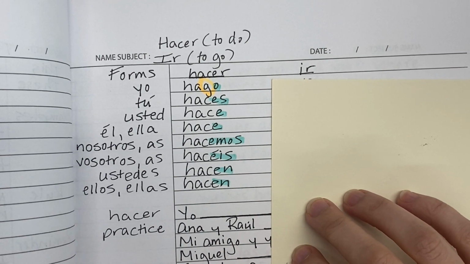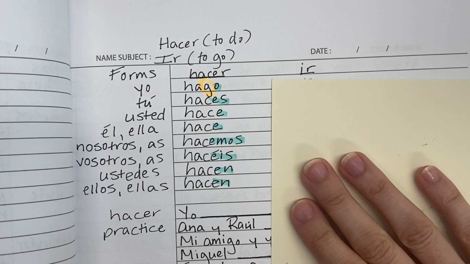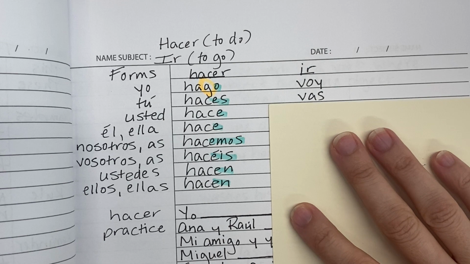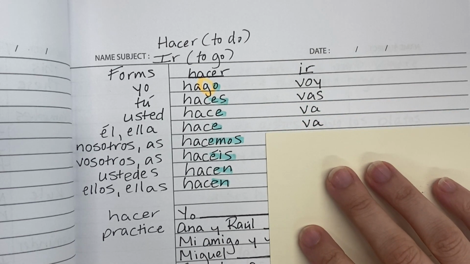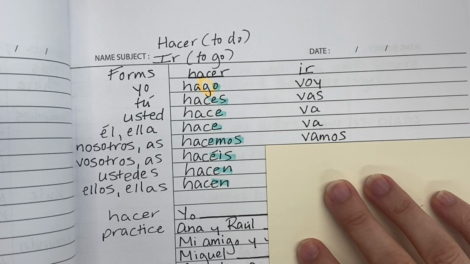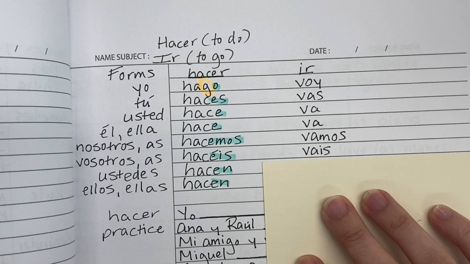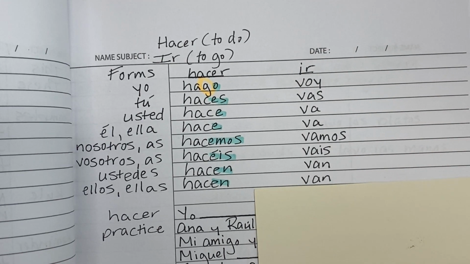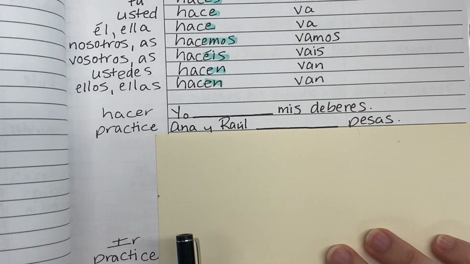All right, so let's look at the forms of ir. Now, ir is different. Ir is totally irregular. It doesn't follow any regular pattern, okay? So, yo voy, tú vas, usted va, él, ella va, nosotros, nosotras vamos, vosotros, vosotras vais, ustedes van, ellos, ellas van. All right, so let's practice with hacer first.